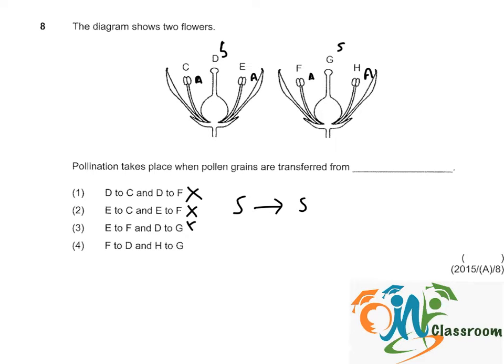And option 4, F to D. F to D is from the anther to a stigma. Okay, this is called cross-pollination, so it's correct. And we look at H to G. H to G is from the anther to the stigma. So this is self-pollination, it's also correct. So the answer is 4.